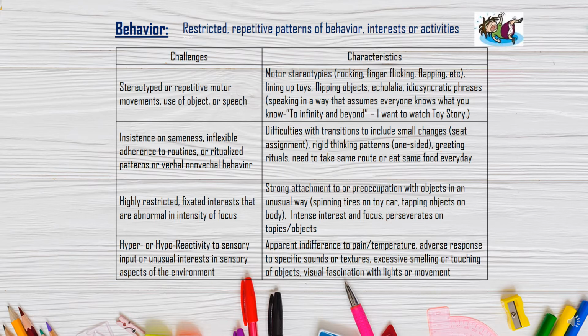They also experience highly restricted fixated interests that are abnormal. For instance, they may have a strong attachment or preoccupation to objects that are unusual, like spinning the tires of a toy car or continuously flushing the toilet just to see the water swirl. Some also experience unusual interest in sensory aspects of the environment, like, for instance, smelling or touching of objects.